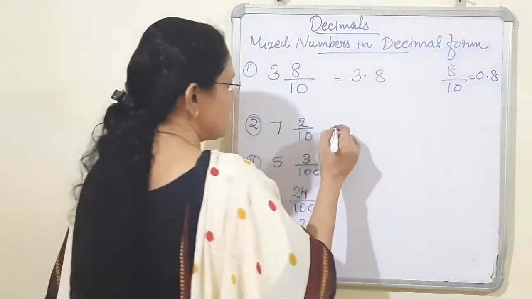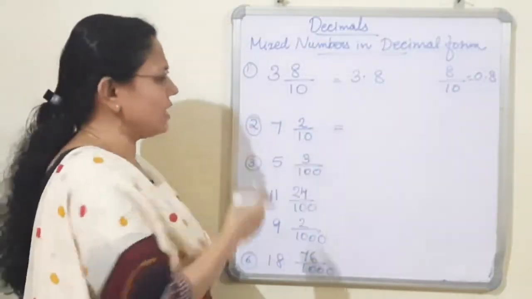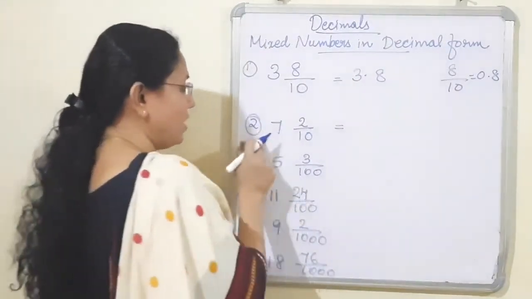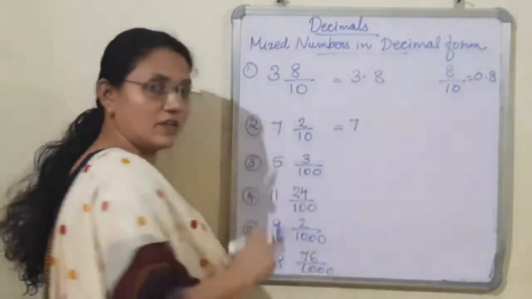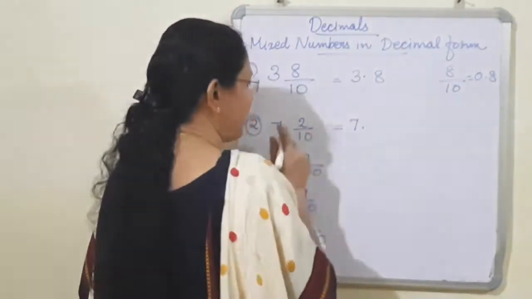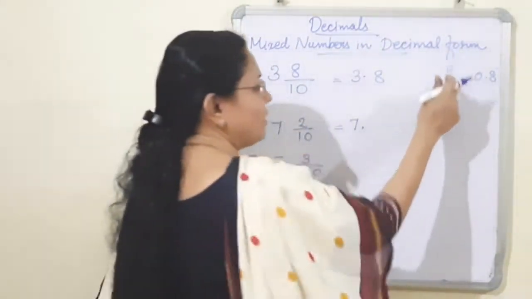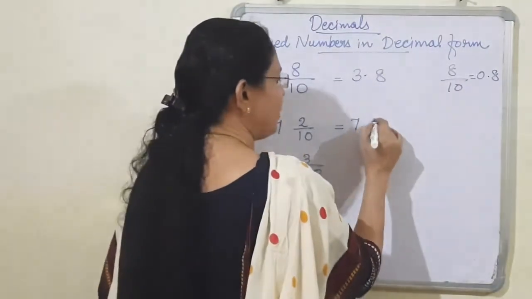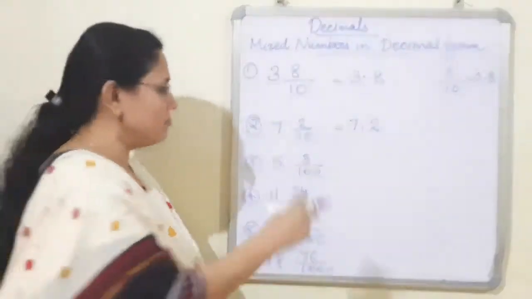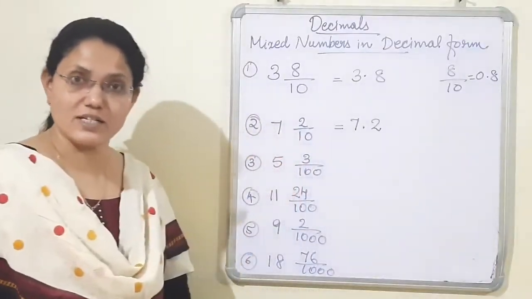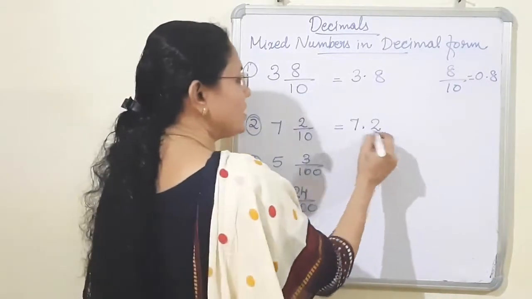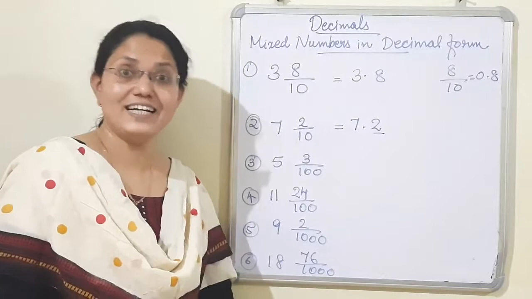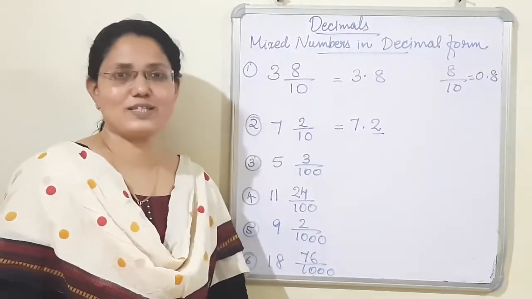Okay. Next one, 7 2 by 10. Similarly, this is the same as the previous one. The whole number is 7. Just after the whole number you must put a decimal point. 2 by 10, like 8 by 10 being 0.8, after the decimal point we have to write 2. Because in the denominator there is only one zero, only one decimal place is needed. According to the number of zeros in the denominator we must decide the number of decimal places.